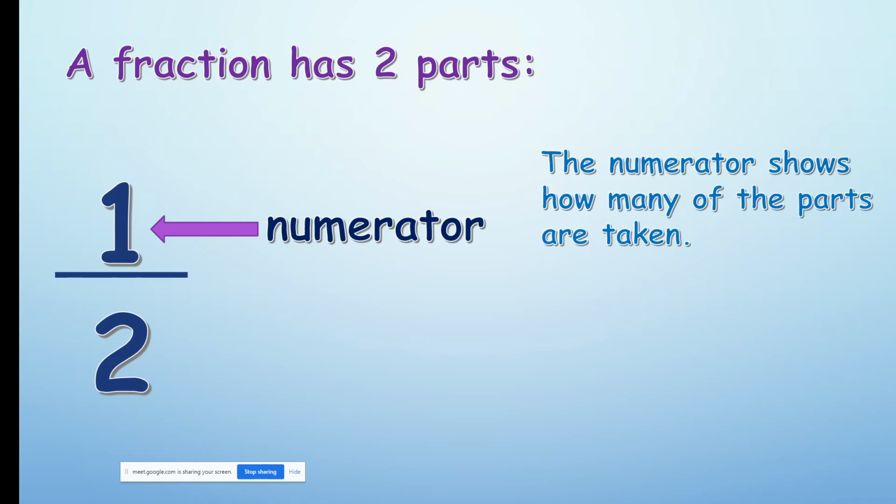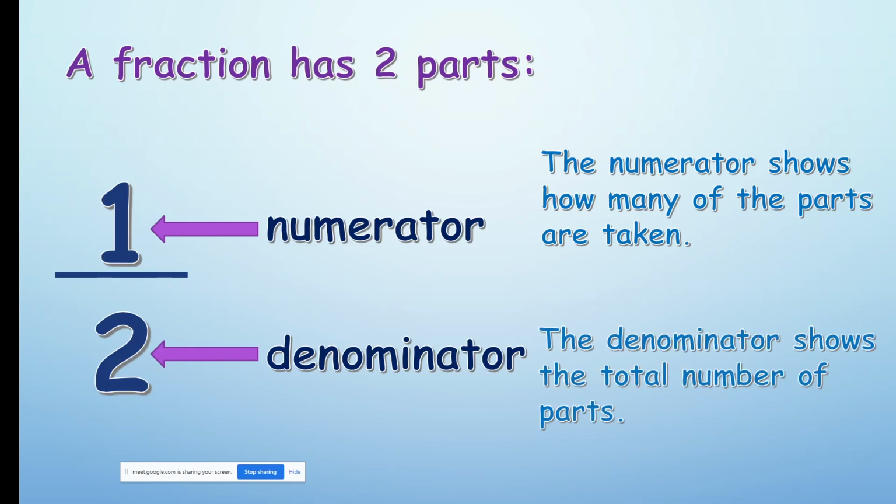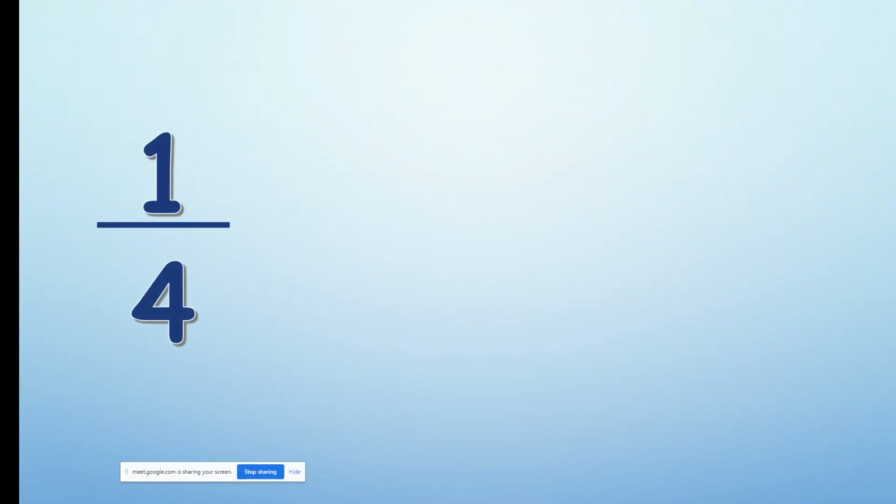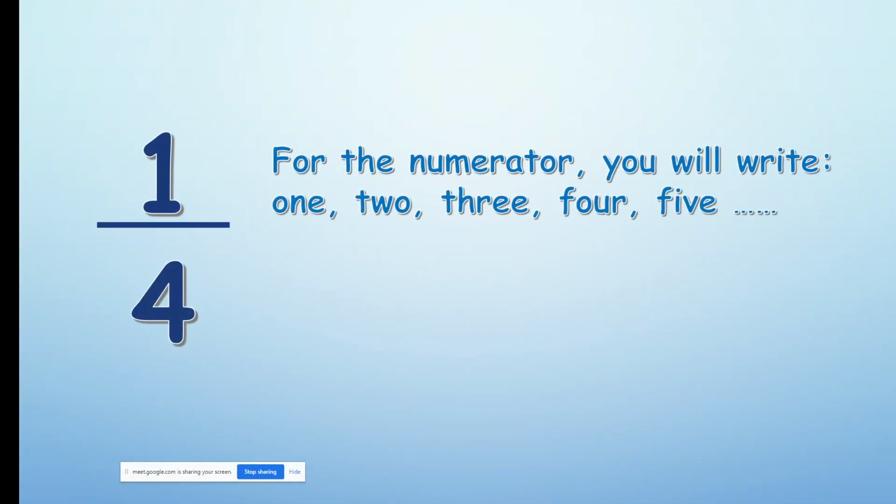Numerator shows how many of the parts are taken, the shaded part. Next, what do you call the number at the bottom? Denominator. It shows the total number of parts. The total parts. Alright.